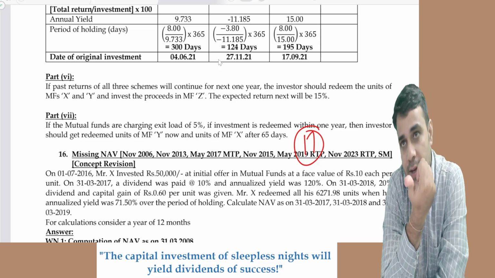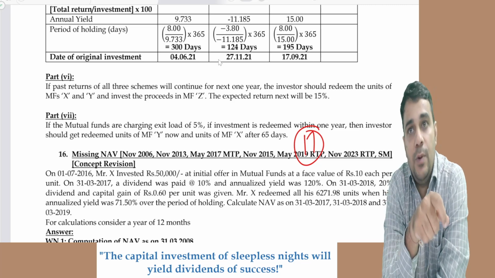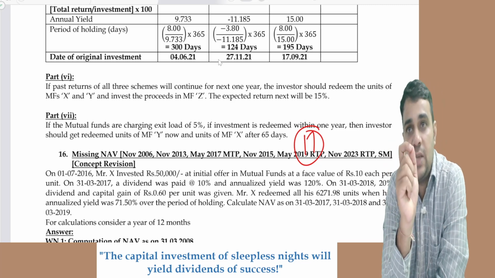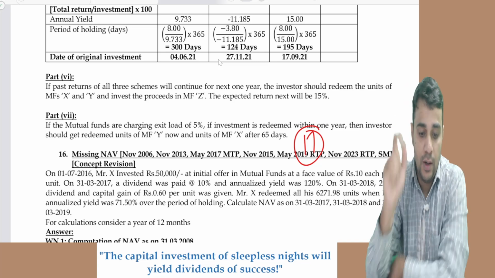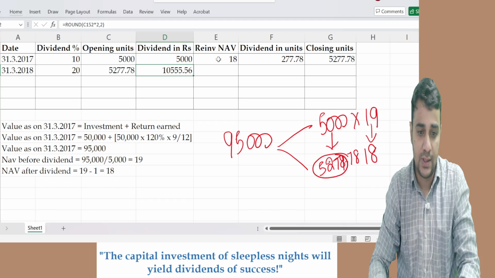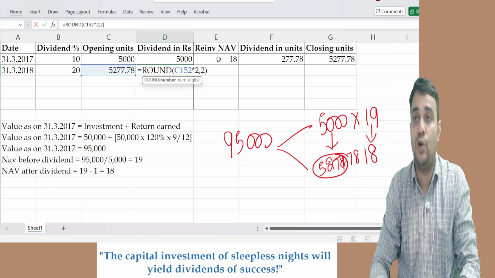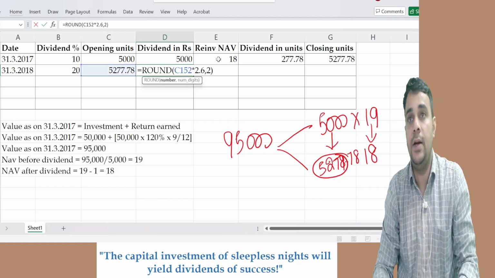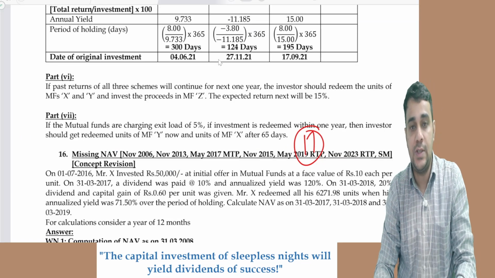Closing units are available. The opening units are available. What is closing is 6271. Okay, one thing I did a mistake. Sorry, I did not see the 60 paise. Just add this. Dividend is not 2 rupees. Dividend is 2 rupees 60 paise.